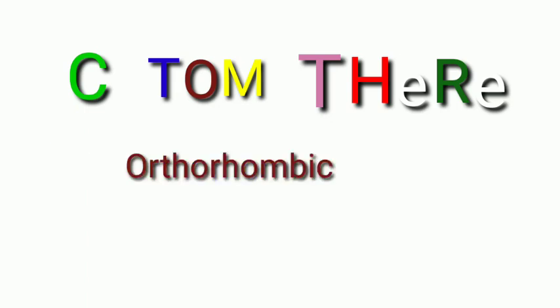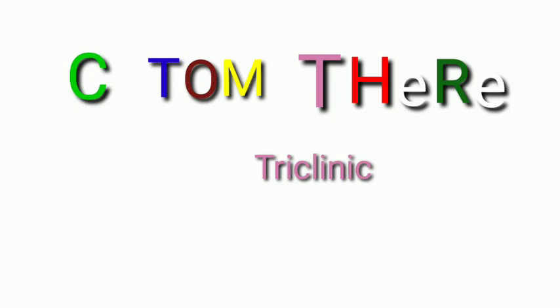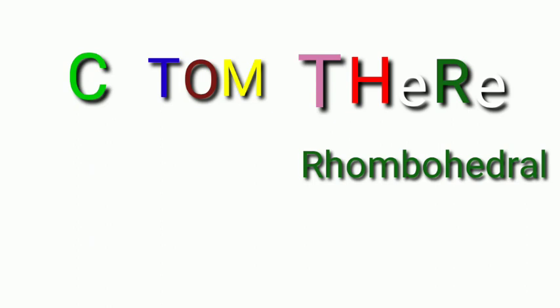C Tom there, C for cubic, T for tetragonal, O for orthorhombic, M for monoclinic, T for triclinic, H for hexagonal, R for rhombohedral. So easily we can memorize by using this code C Tom there.